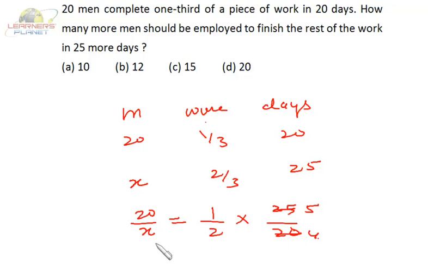Okay, friends. After solving, we'll be getting X value as 4 2s are 8, 8 4s are 32. So total number of men required is 32. We are already having 20, so 12 more men are required. Okay, I hope you are clear with the concept.